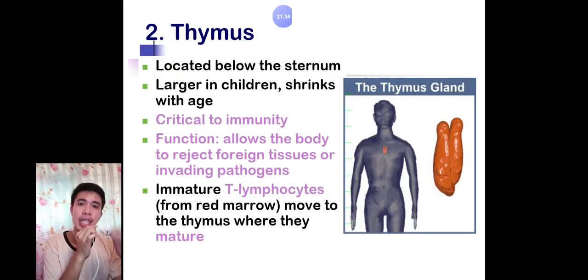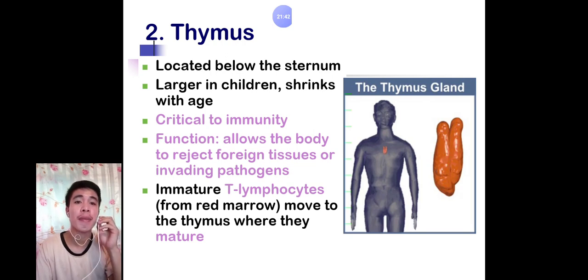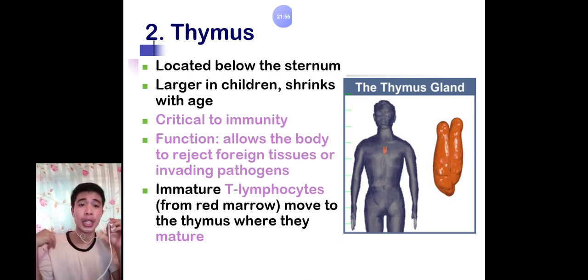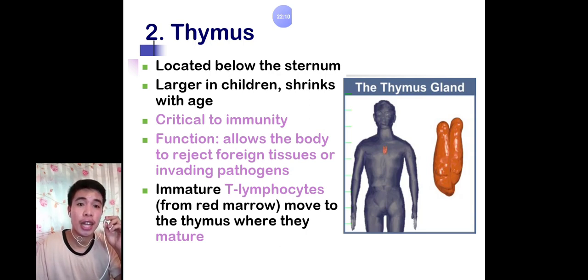Number 2 is the thymus. Located below the sternum, it is larger in children and shrinks with age. It is critical to immunity; its function is to allow the body to reject foreign tissues or invading pathogens. Immature T lymphocytes come from the red marrow, as Mr. Guzon discussed, then move to the thymus, where they mature.